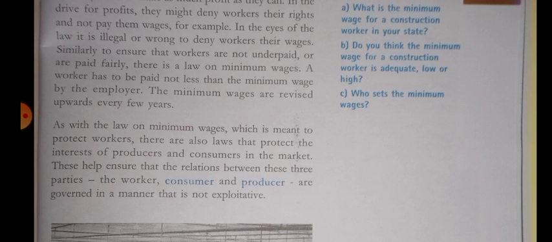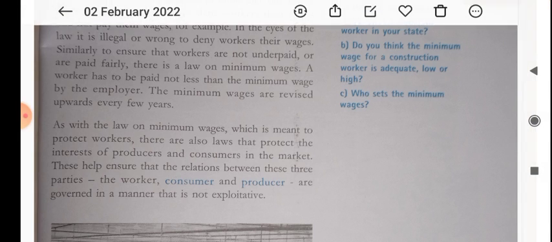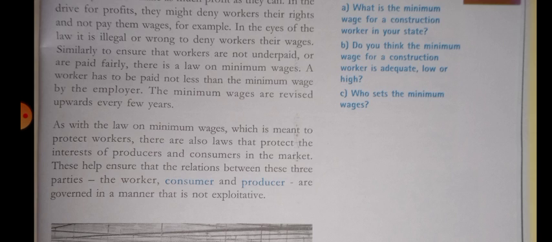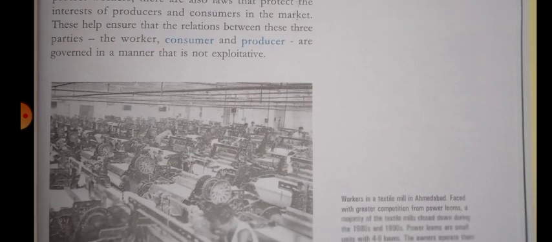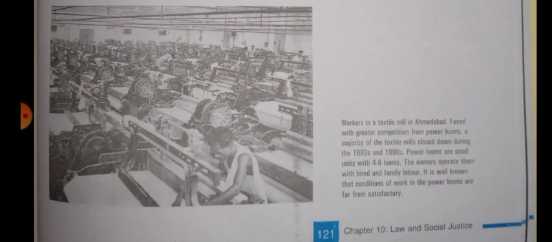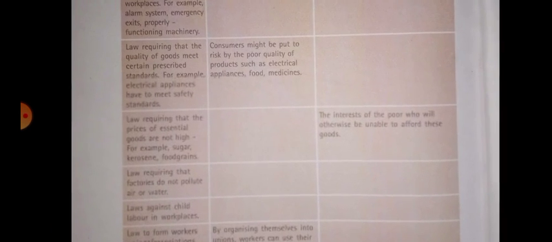Now I have discussed all of the above, and in the second paragraph, as with the law on minimum wages, which is meant to protect workers, there are also laws that protect the interest of producers and consumers in the market. This helps ensure a good relation between these three parties: the worker, consumer, and producer. Such laws are implemented by the government of India for all the citizens of India.